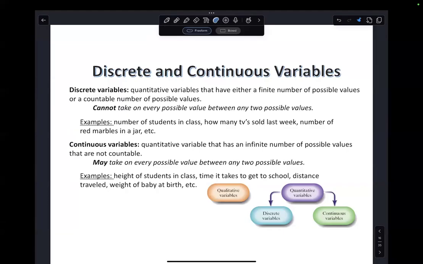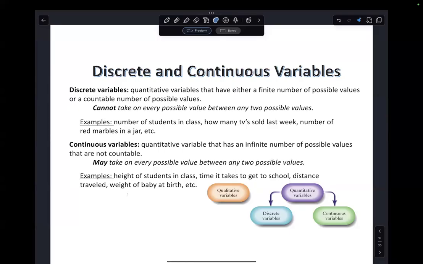So discrete variables are quantitative and have a finite number of possible values. Generally, it's something that's countable. So number of students in class. I'm not going to have 1.48 students in my class. How many TVs sold last week? I'm not going to sell 13.8 TVs. Number of red marbles in a jar, things like that. So it generally is something countable, or something where you can't take on every value in between.